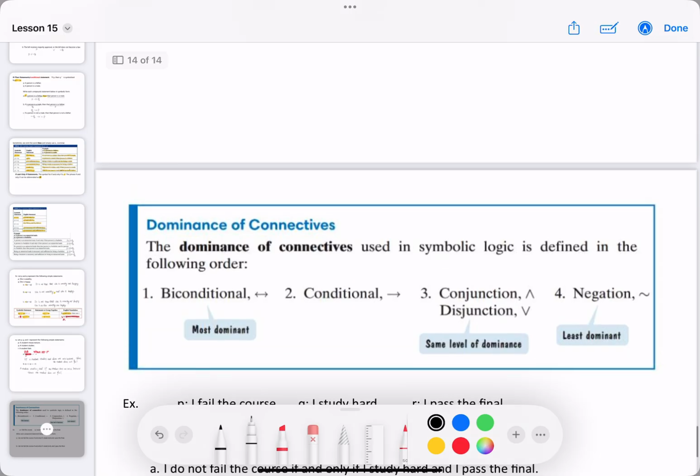So if in the expression there is no parentheses, no grouped statement, what should I do? How to decide which part of the statement is grouped together? We're using the dominance of connective. You'd better have this sentence in your notes.